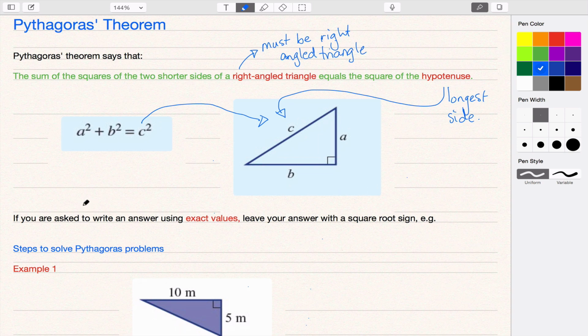I've also put a bit of information here that if you're asked to write an answer using exact values, so not using your calculator and not getting a decimal approximation, then you can just leave your answer with a square root sign. For example, square root of 3 or square root of any number.